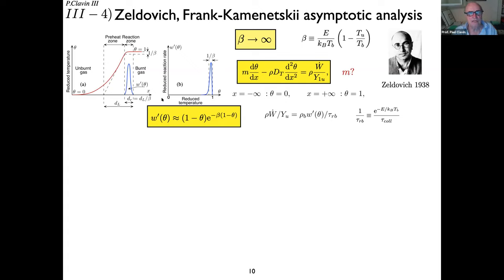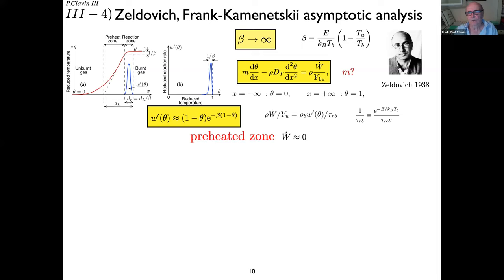In this limit, clearly the thin zone of the reaction rate goes to zero, and the thickness of the flame is essentially controlled by the preheat zone, where the temperature increases from the cold side to the burned gas temperature only due to the balance of convection and diffusion, without this term. And now we solve the problem in this limit.